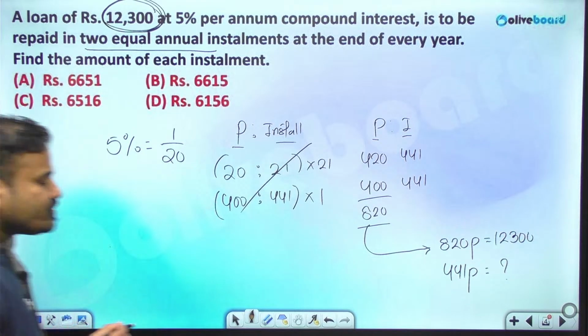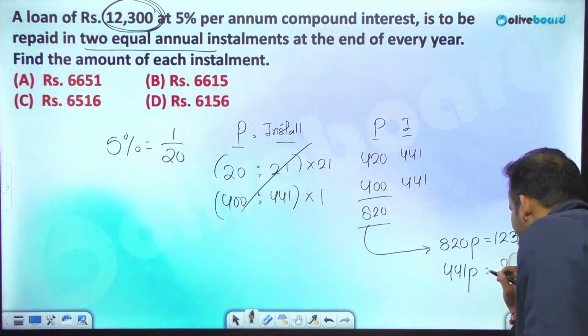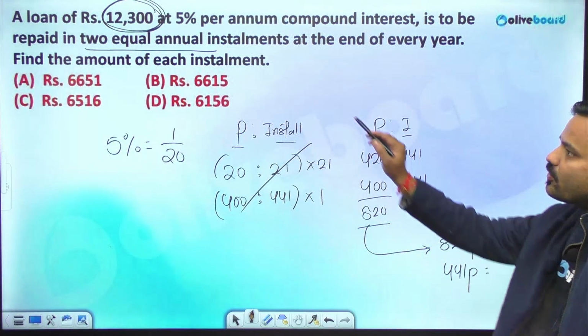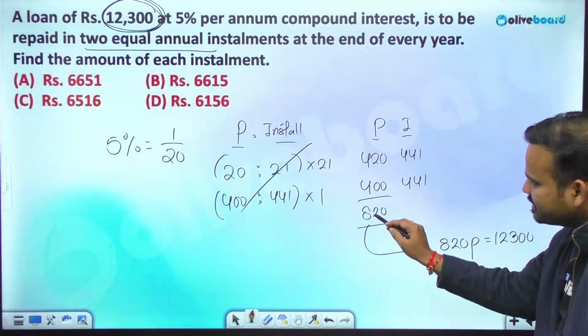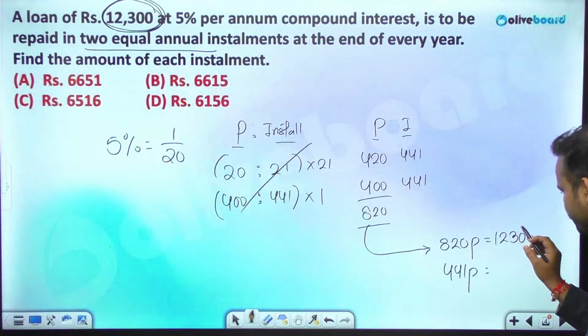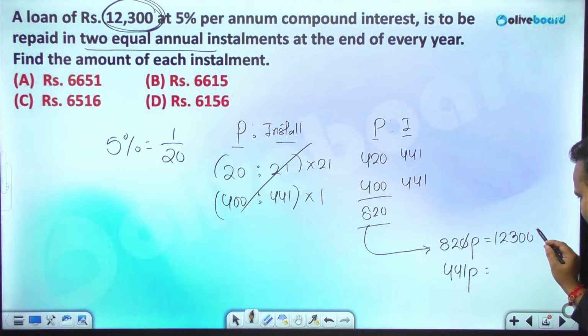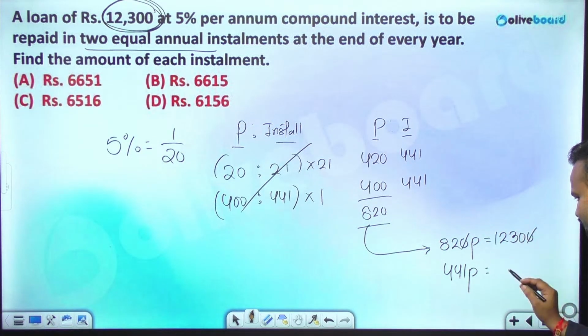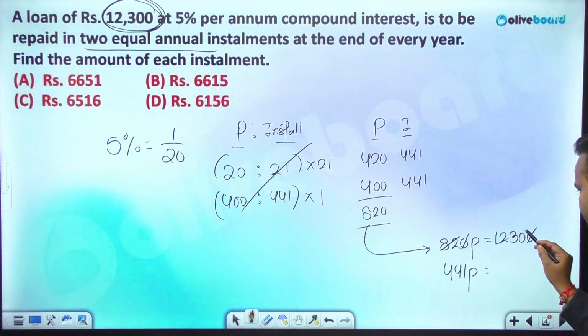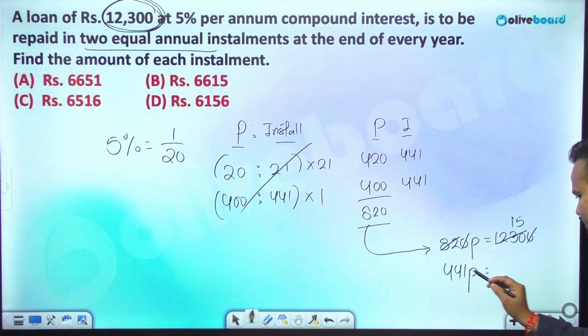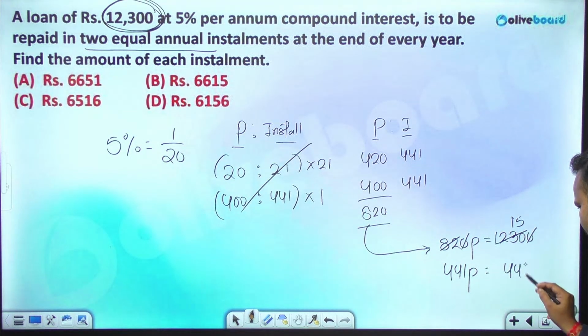Fine. So sir, why are you connecting this by 820? Because this was the sum borrowed, 12,300. So the principal value is 820, which according to the question is this. So this 0 and 0 will get eliminated, and this is definitely ending with 15. So this is 15 times. So this particular value will be 441 times 15.